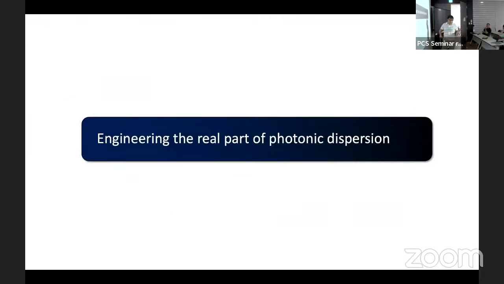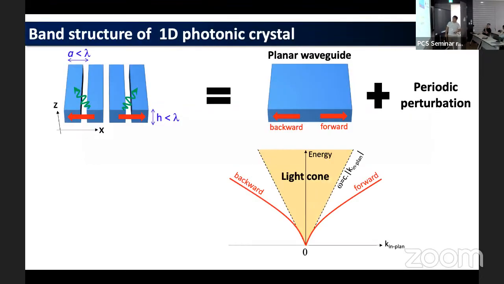Okay, so now let's deal with the first part, when we only care about the shape of the band structure, or the real part of the dispersion. As I mentioned before, we will start with the planar waveguide. In the planar waveguide, we solve the Maxwell equations and obtain forward and backward modes situated below the light cone. Of course, you can have other, higher order modes, but here we choose the thickness small enough, so this is like a single mode planar waveguide. So there are only these red modes.